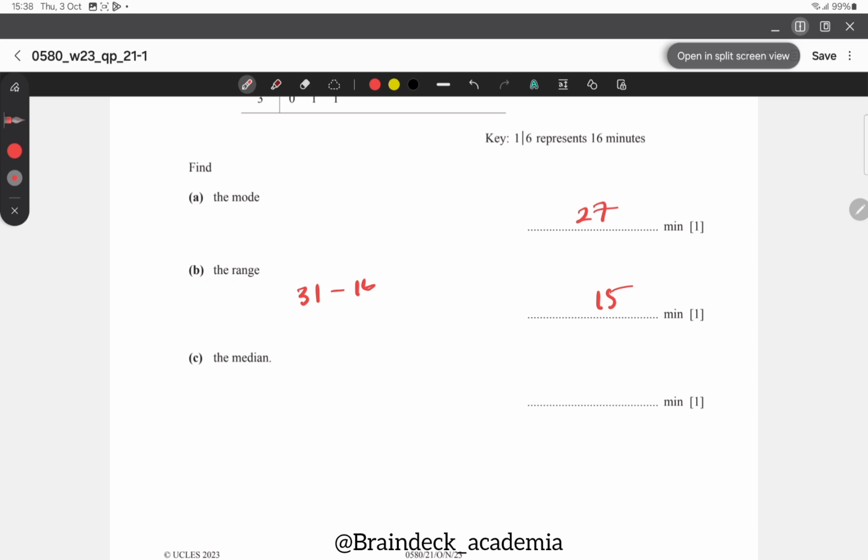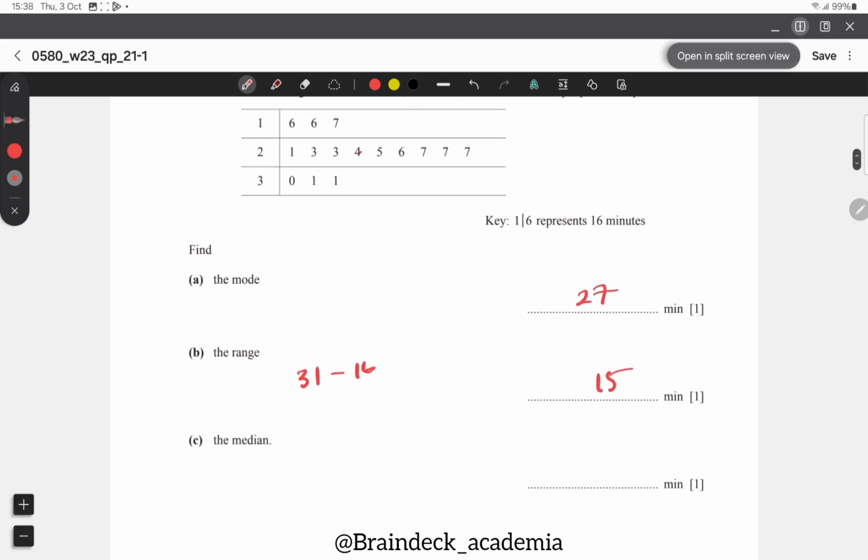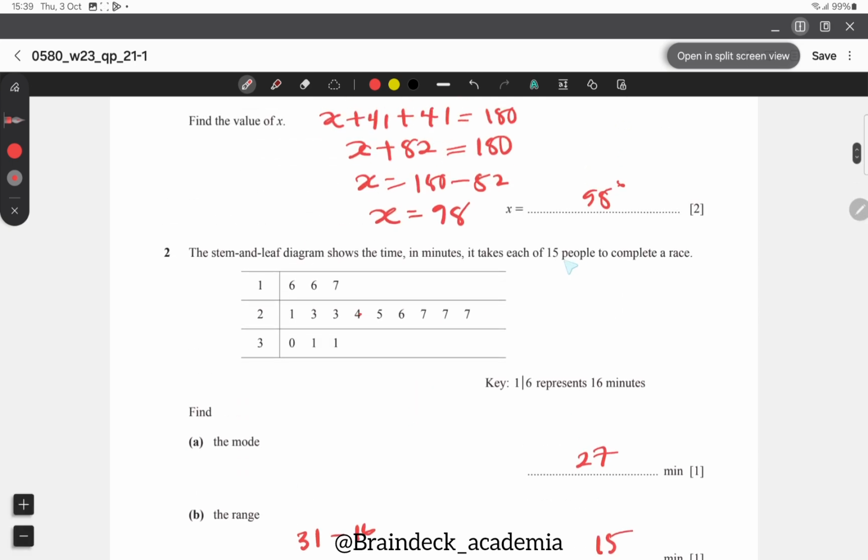All right, for 2C, we are asked to look for the median. The median is just the middle value. Since we have 15 pupils, there are 15 data values. Whenever the number of data values is odd, you have one middle value. Whenever the total is even, you will have 2 middle values. So this is odd, so we have 7 data, the middle value, then another 7 data.